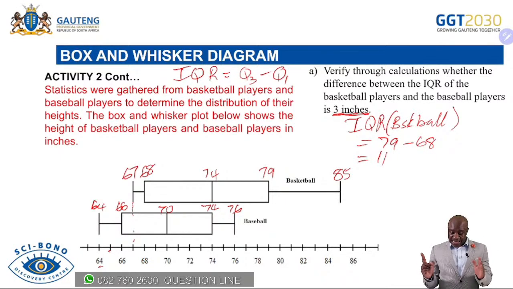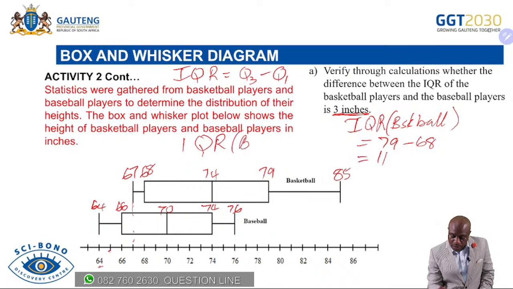The difference in the middle, I want to stress that the difference in the middle of the values of the basketball players is 11. Now let's look at the other players, which is the baseball players, and we are looking at baseball. I can write this one in full, and we are saying it's 74 minus 66, and that gives you a value of 8.